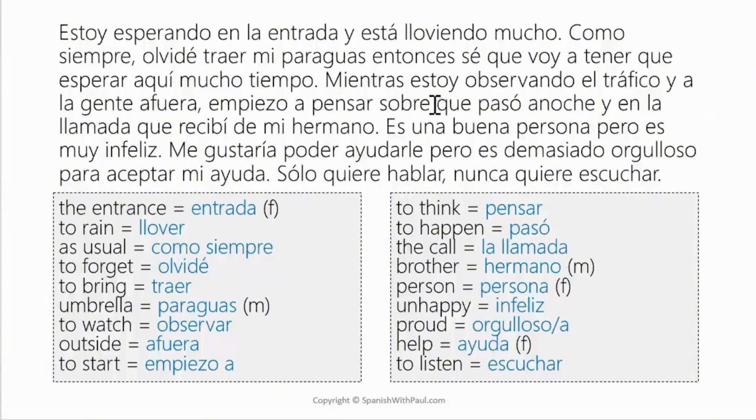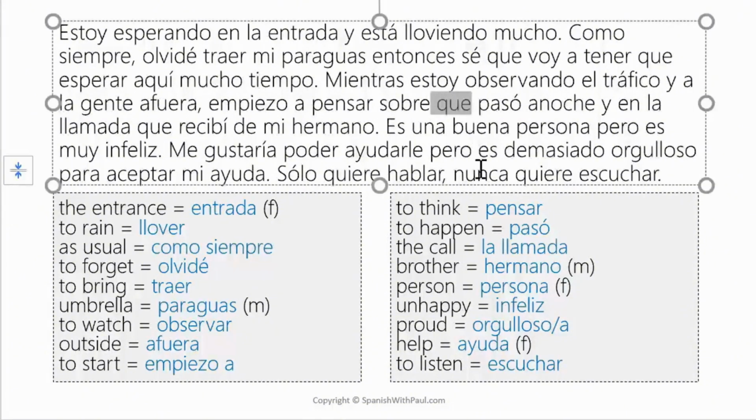The second thing, or the little problem we have, is here. Because in English it's reading, I start to think about what happened. Now, whenever in English you can say the thing that happened, that's a trigger for when you're going to put in lo que. Instead of que, it will go to lo que. So this is literally saying, I start to think about the thing that happened. So, empiezo a pensar sobre lo que pasó anoche. This is something that, again, we will do a dedicated lesson on. The first time through I didn't put it in simply because we hadn't covered it yet. But just to be absolutely correct in the paragraph, we'll put them in now.